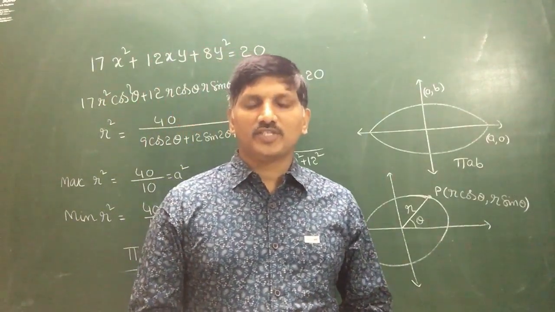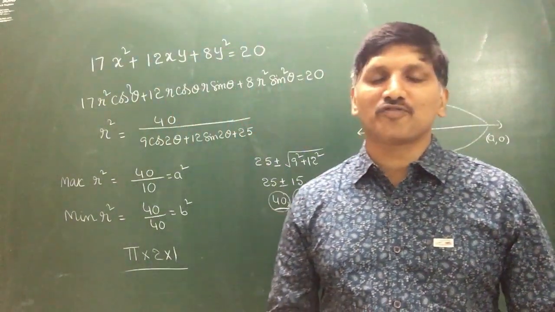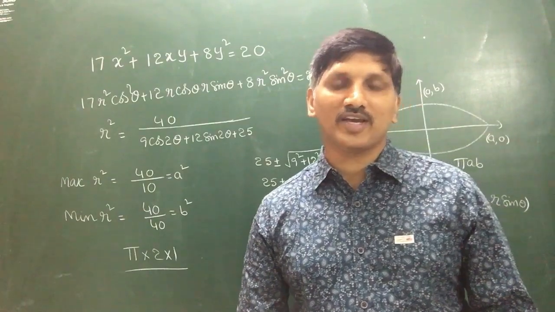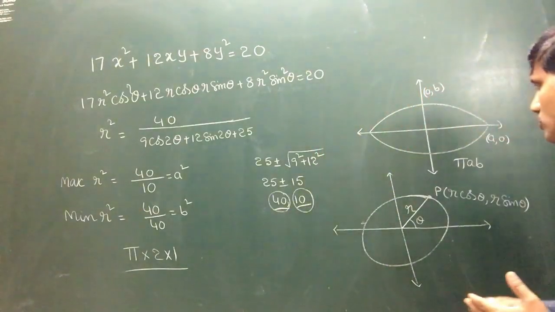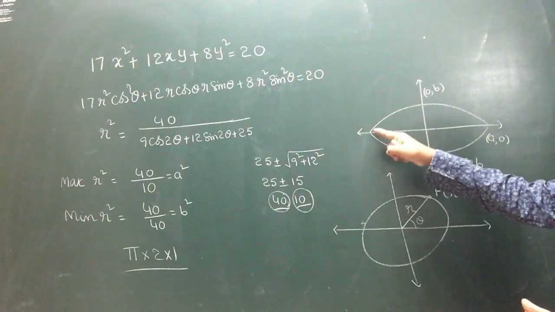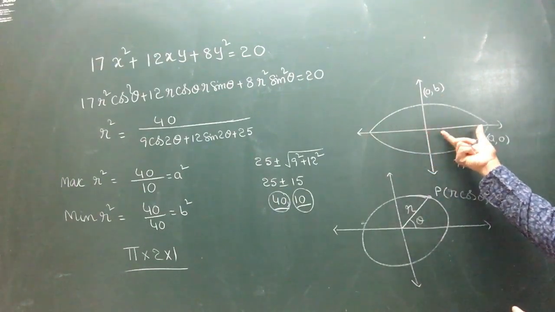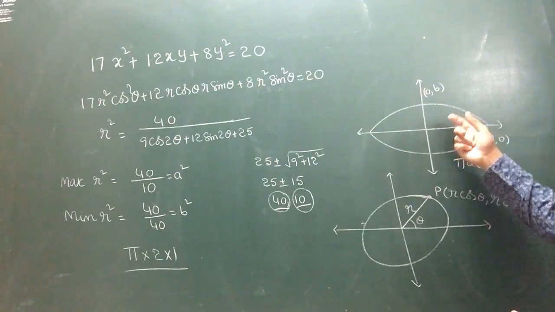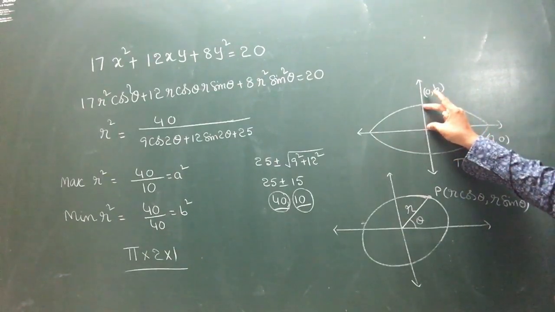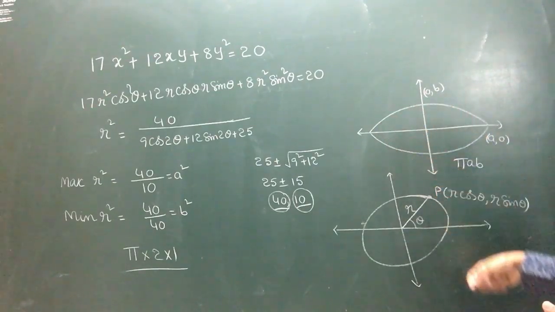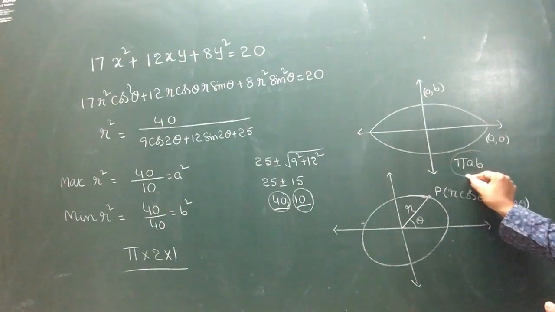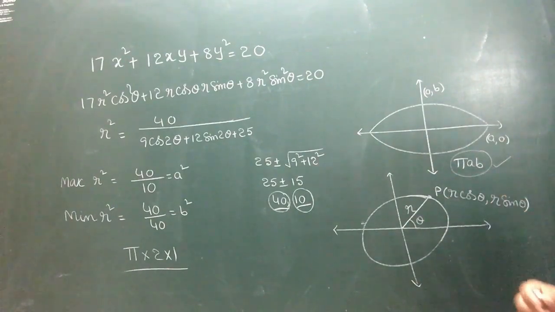Hi dear students, in this class I am going to discuss how to find the area of an oblique ellipse. You know how to find the area of an ellipse x square by a square plus y square by b square equals 1, whose semi-major axis is a and semi-minor axis is b. The area of this ellipse is given by pi ab. You know this particular idea.